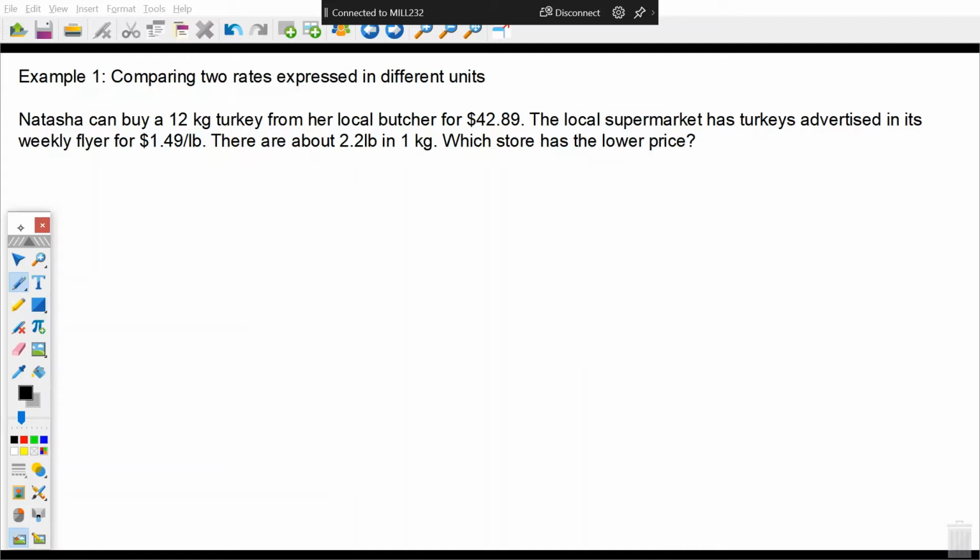The issue right now is that we have one expressed in pounds and one expressed in kilograms, and that doesn't allow us to determine which one is the better value. Okay? What we're going to do is make them the same. My goal is to find the price per 1 kilogram.